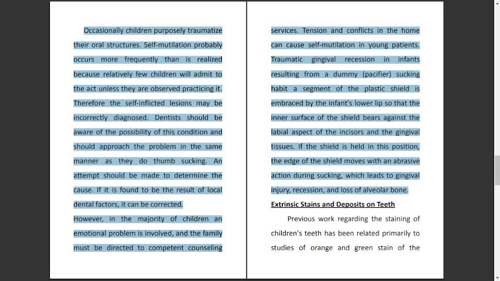Traumatic gingival recession in infants resulting from a dummy, pacifier, sucking habit. A segment of the plastic shield is embraced by the infant's lower lip, so that the inner surface of the shield bears against the labial aspect of the incisors and the gingival tissues. If the shield is held in this position, the edge of the shield moves with an abrasive action during sucking, which leads to gingival injury, recession, and loss of alveolar bone.